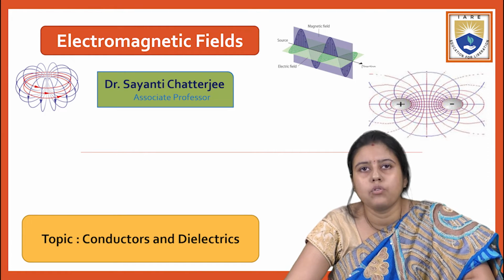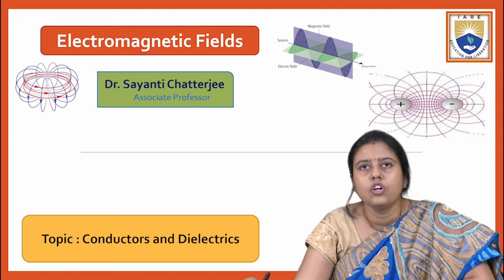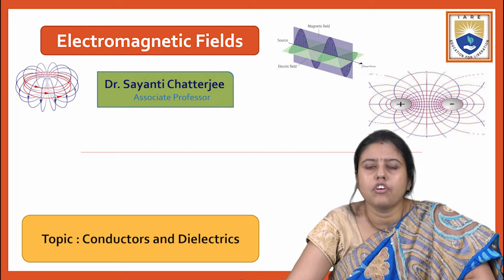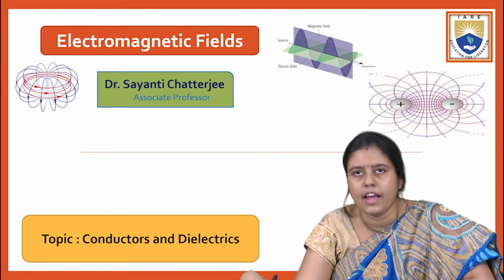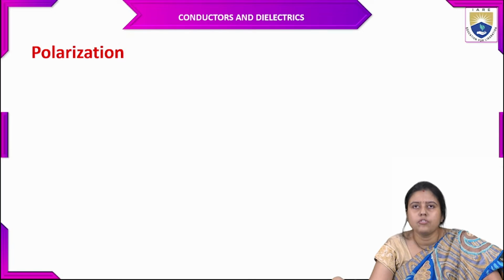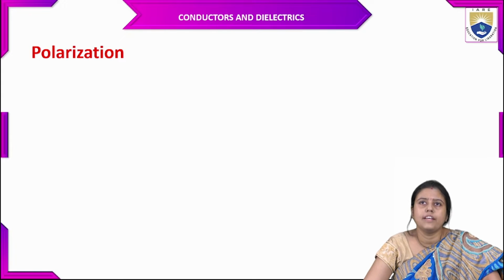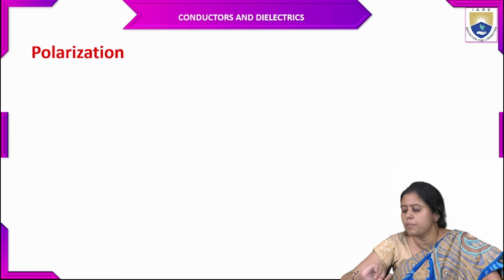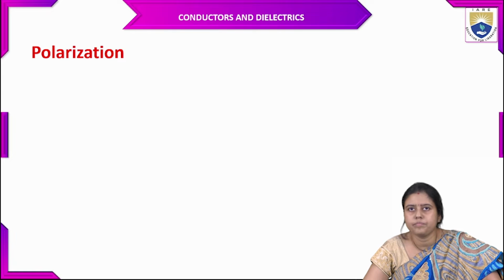The main course outcome of this topic is to tell about the different features of the conductors and dielectric system. So first we will go to polarization. The first thing when we are discussing this, the first term that comes to our mind is polarization. What do you mean by polarization?